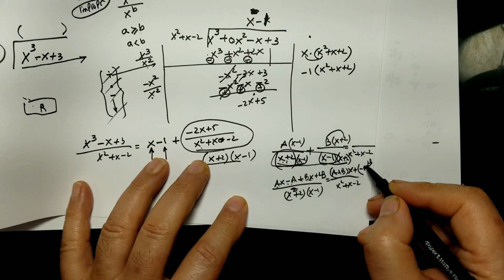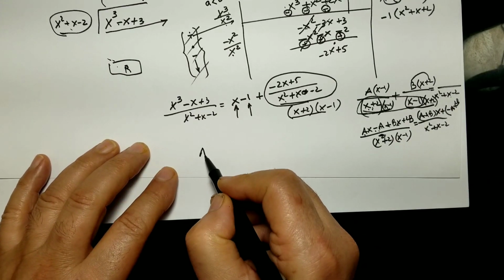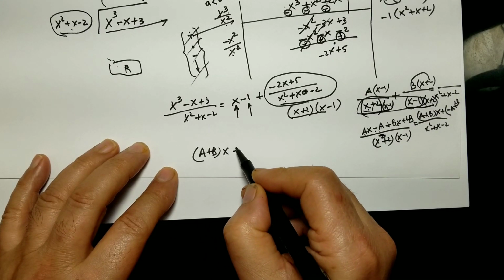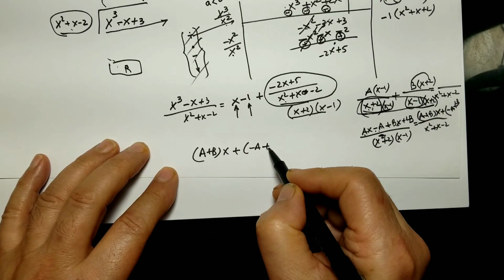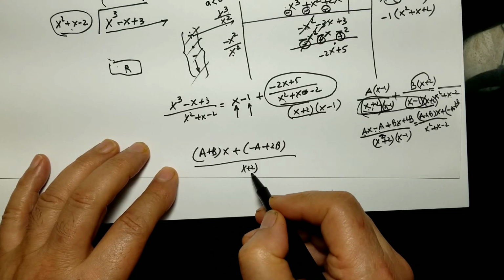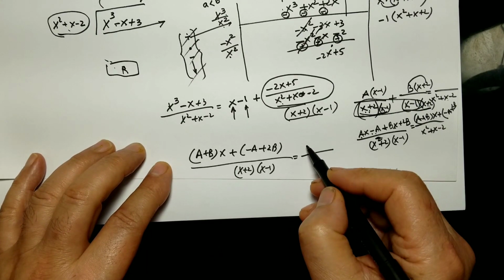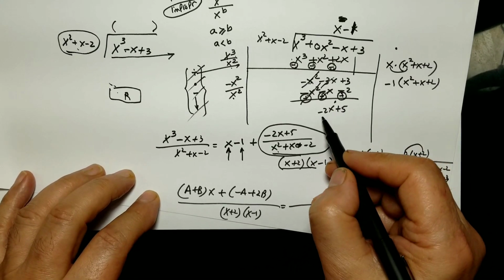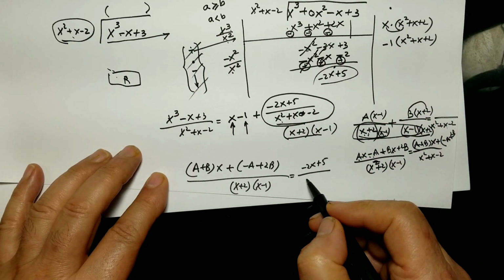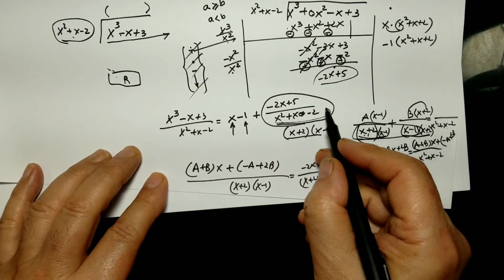I'm sorry, I'm going to rewrite this one. I didn't have enough room right here. Therefore, I'm going to write A plus B times x plus negative A plus 2B. My denominator was x plus 2 times x minus 1, and that must become equal to negative 2x plus 5 over x plus 2 times x minus 1, which is because I wrote it as a factor.